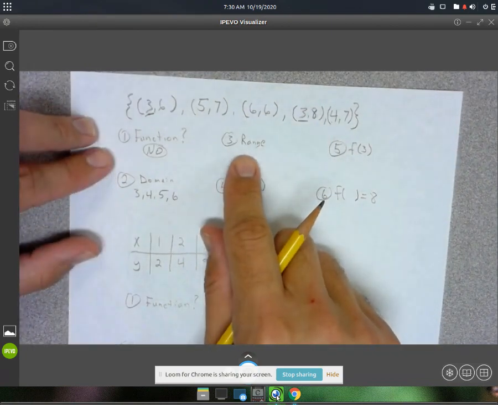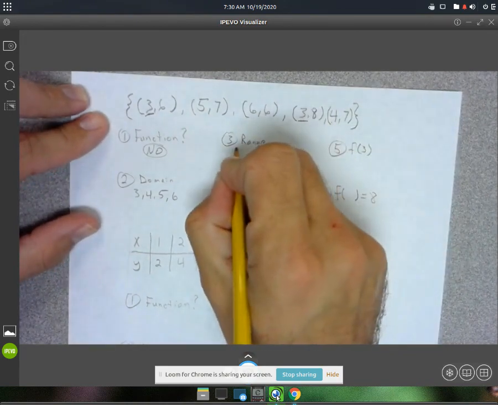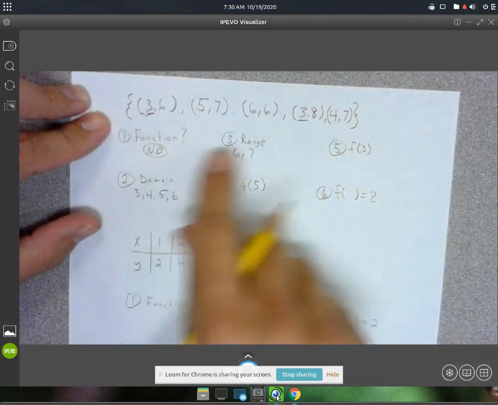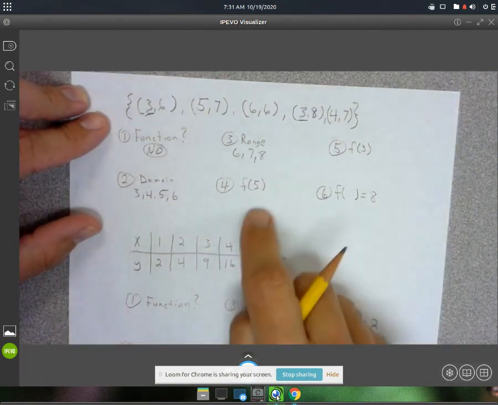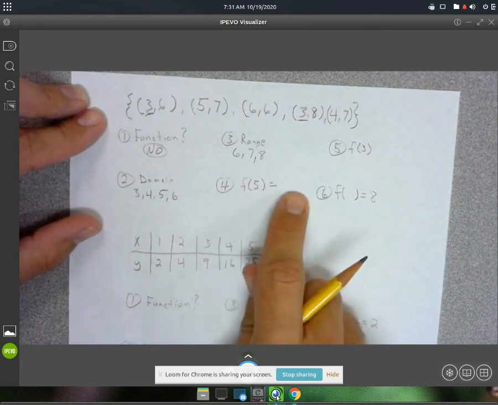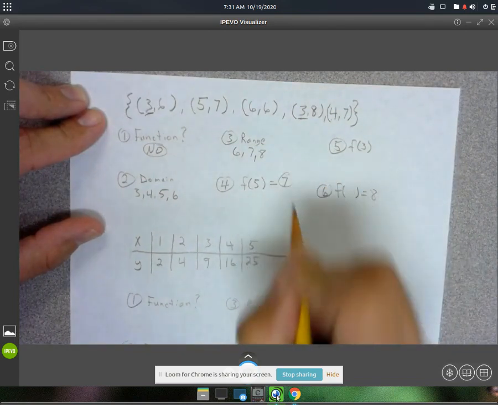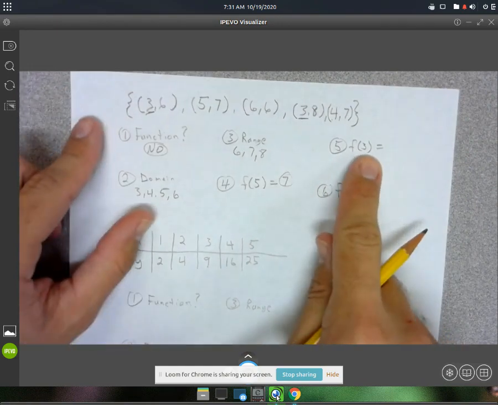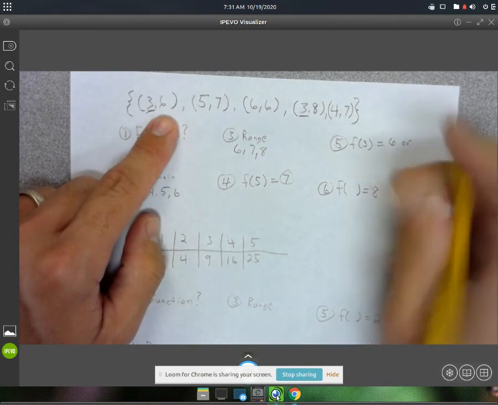Your range are all of your outputs or your y values. Looks like 6 is there, 7 is there, and 8 is there. That's your range. F of 5. So when you plug in 5, what value do you get back? You get 7 back. All right, and then f of 3. So f of 3, this is the reason why it's not a function, because f of 3 could give you 6, or it could give you 8.